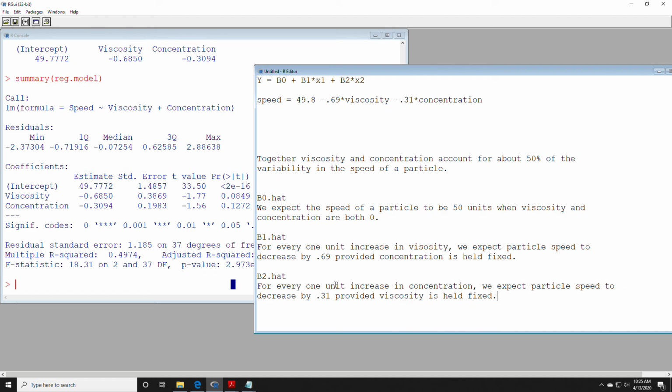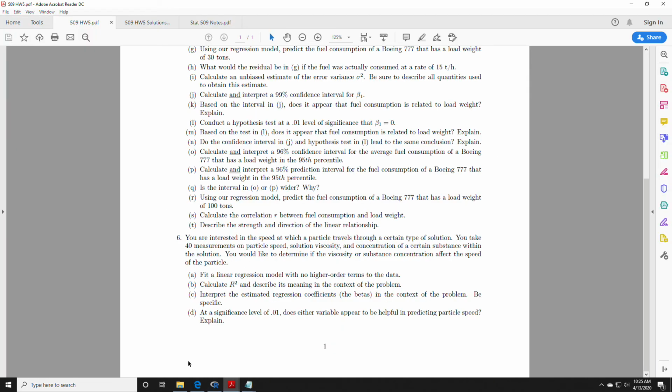All right. For every 1 unit. Okay, so that is the interpreted regression coefficients. So both seem to have a negative relationship. At the 0.01 level of significance, does either variable appear to be helpful in predicting particle speed? Explain. Okay, so alpha is 0.01.